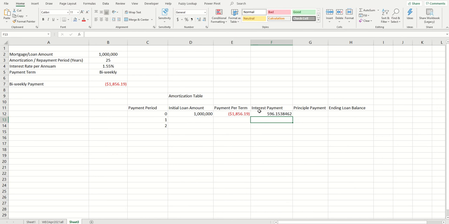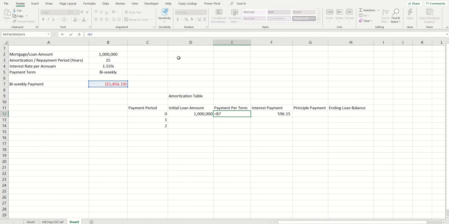Okay, so that's your interest payment. Let's just make it 2 decimal points. The principal payment: since you are paying this much, this is your interest payment, so the rest of the amount is your principal payment. Let's make this payment per term a positive number. By default, Excel gives you a negative number. How we do it is before the formula, just put a minus.